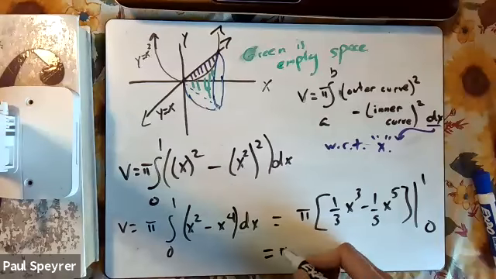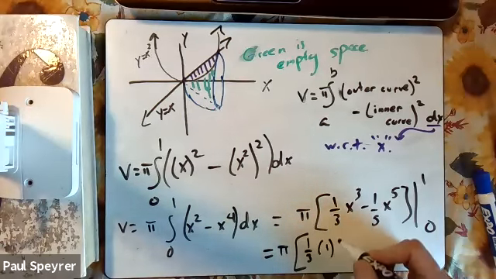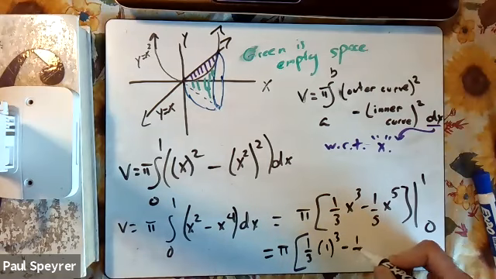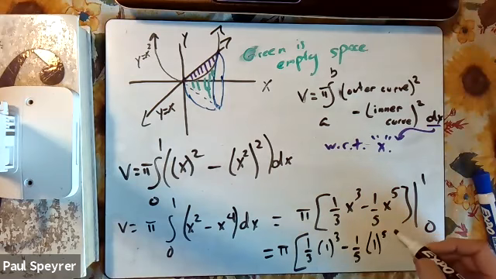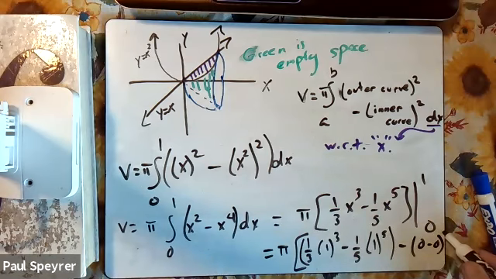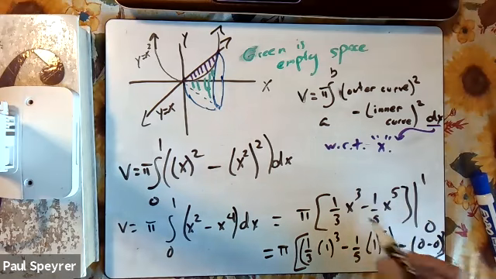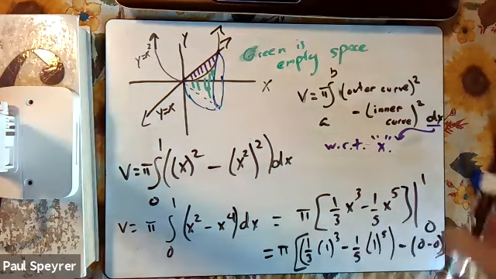So now you get pi, and then we have 1/3 times 1 cubed minus 1/5 times 1 to the fifth, minus the bottom limit. But if I plug 0 in, right? If I plug 0 into both of these terms, you wind up with a big old 0. Pretty much 0 minus 0 in this instance, because 0 cubed is 0, 0 to the fifth is 0. So that's all zeros.